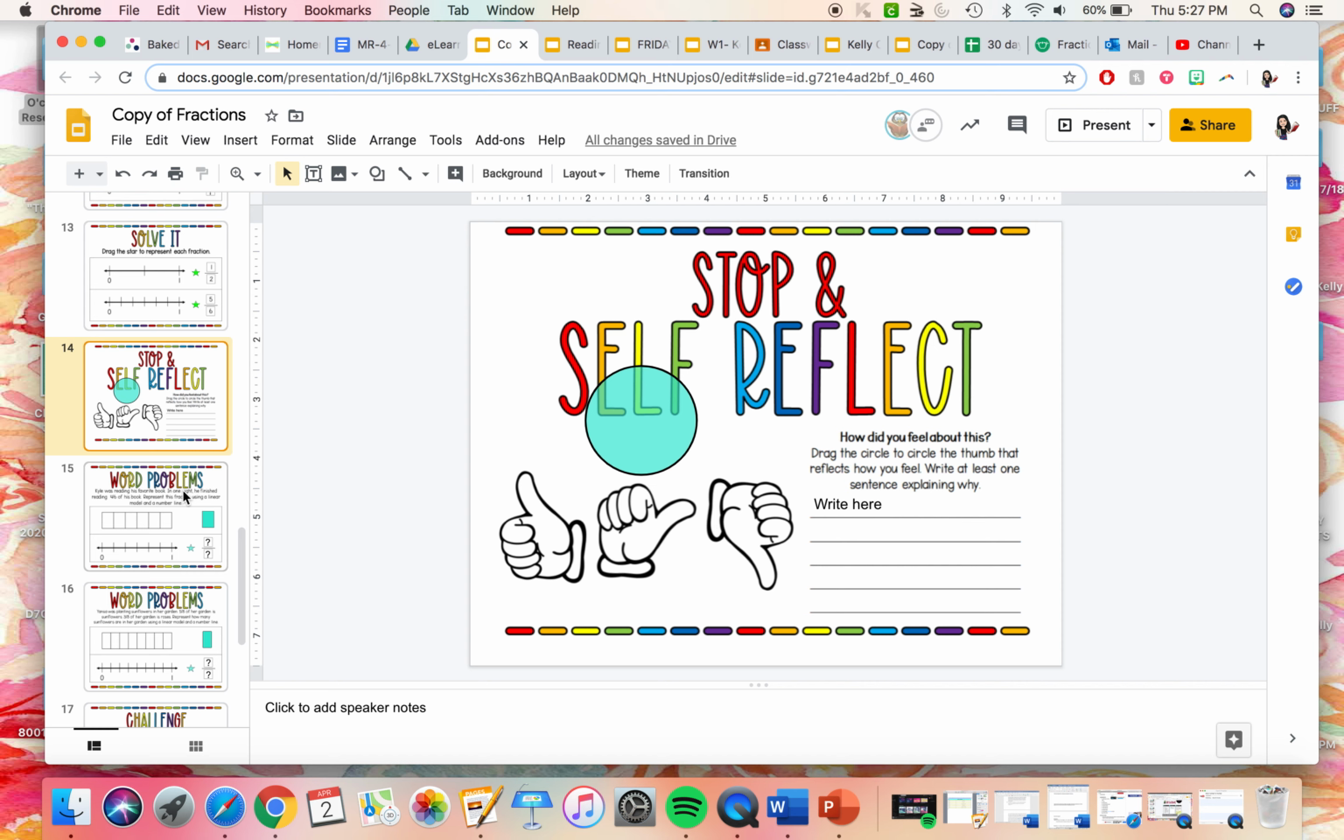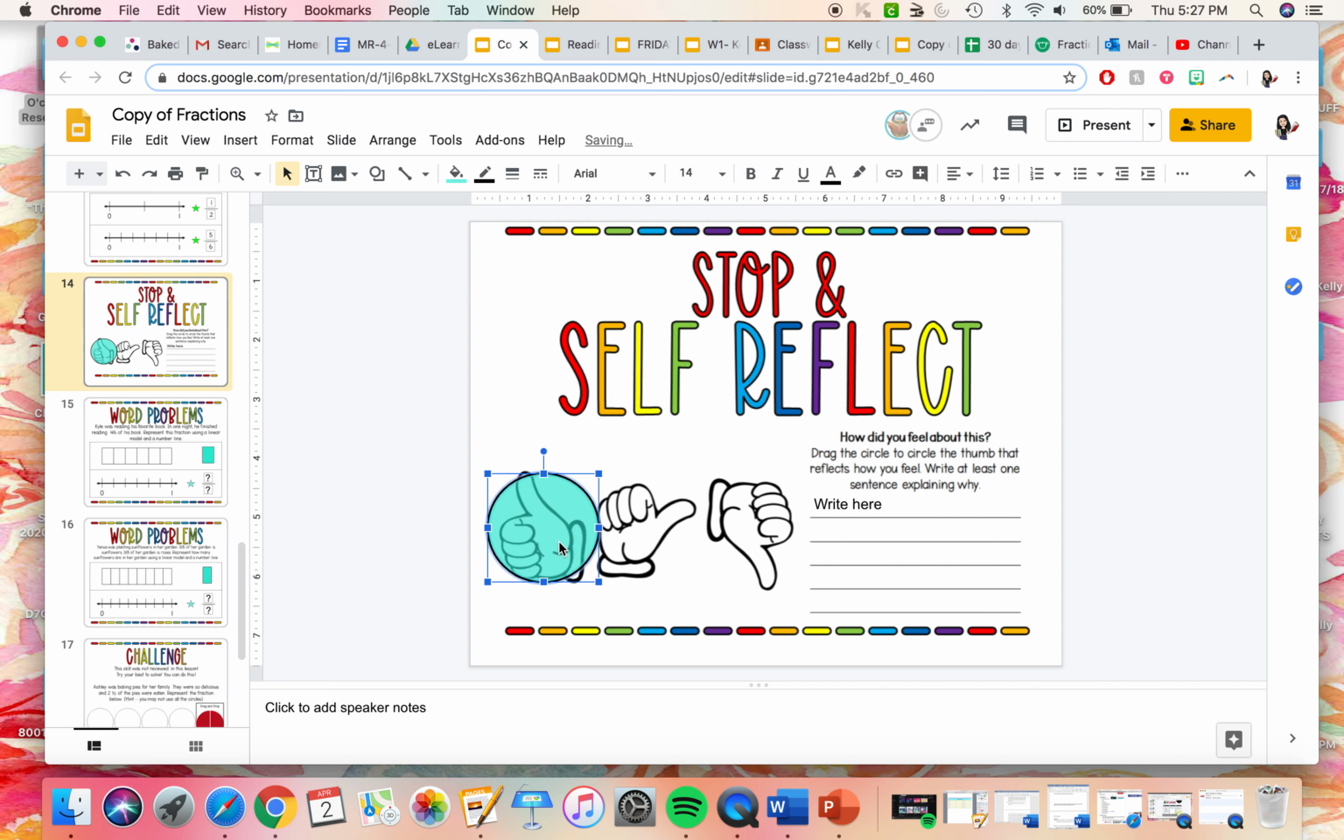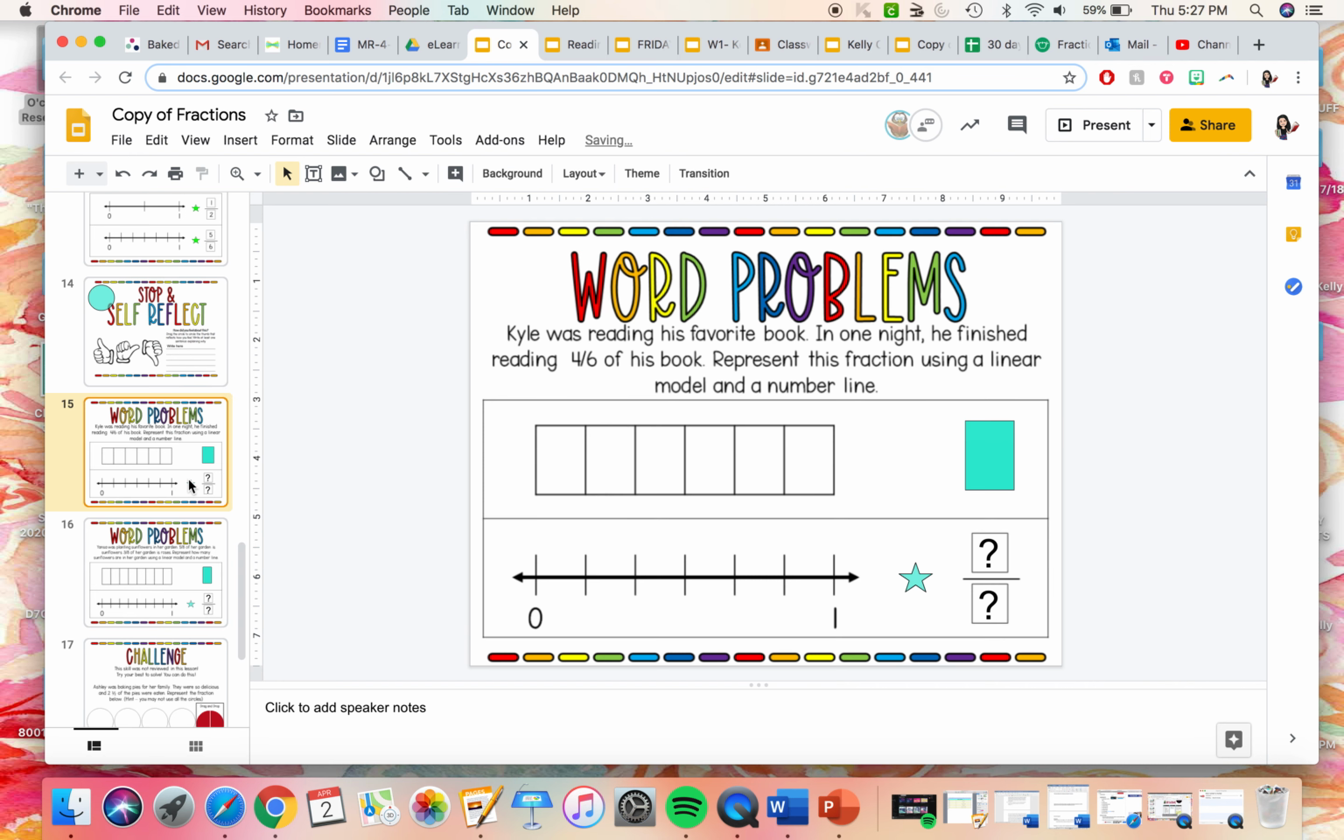You can take a moment if you would like to stop and reflect. All you need to do is move the circle over the thumb to tell me how you're feeling with fractions thus far in our review.